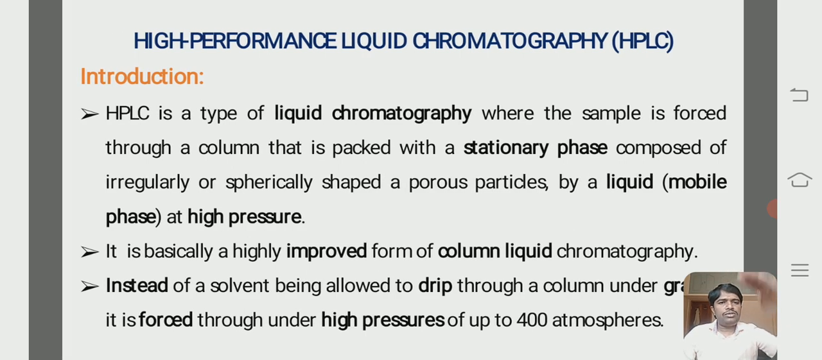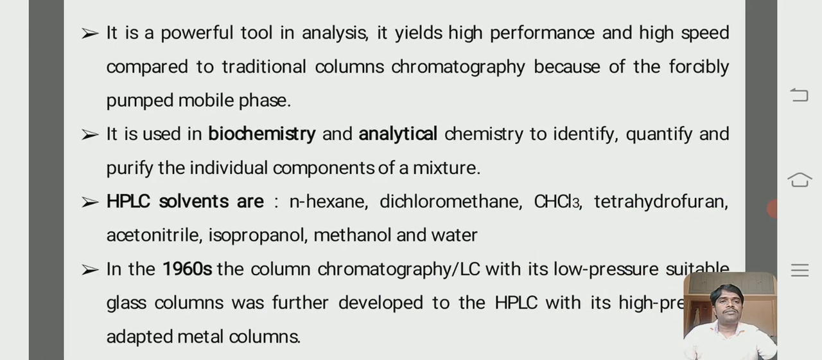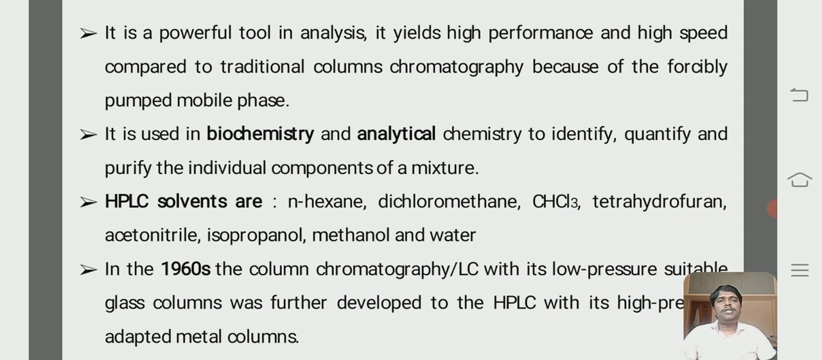it is forced through under high pressure of up to 400 atmospheres. HPLC is a powerful tool in analysis. It yields high performance and high speed compared to traditional column chromatography because of the forcibly pumped mobile phase. It is used in biochemistry and analytical chemistry to identify, quantify and purify the individual components in a mixture.